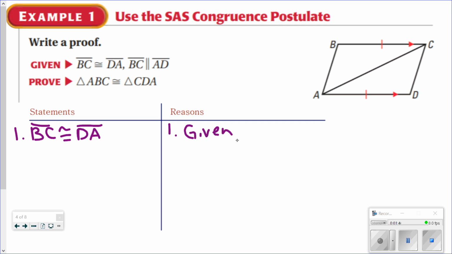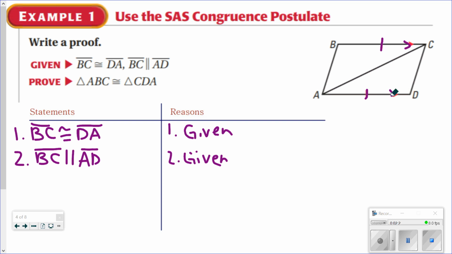And now in my diagram, I'm going to look at those markings. So this segment is congruent to this segment. And secondly, we know that BC is not congruent, but parallel to segment AD. And that was also given. And that's what these arrows mean.